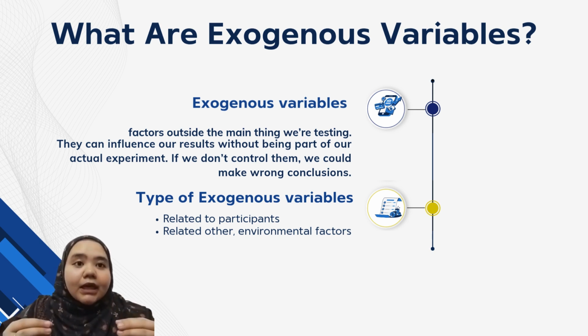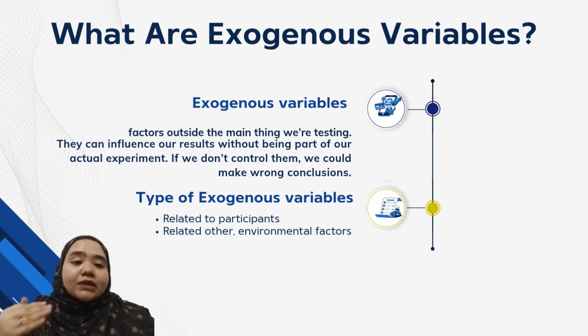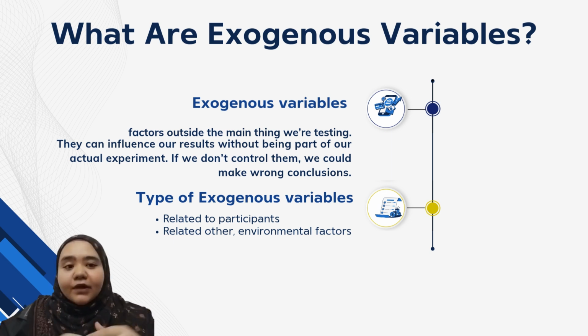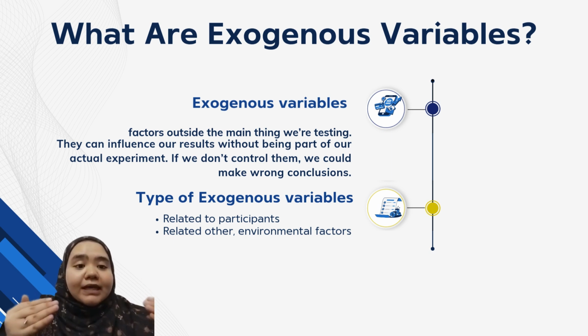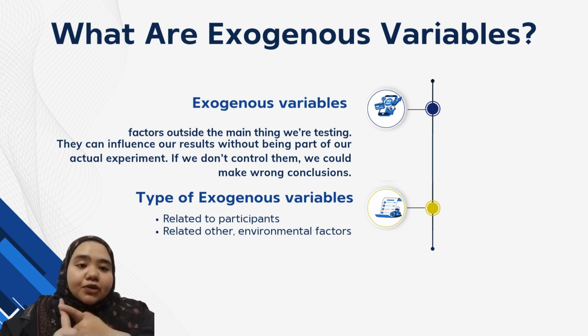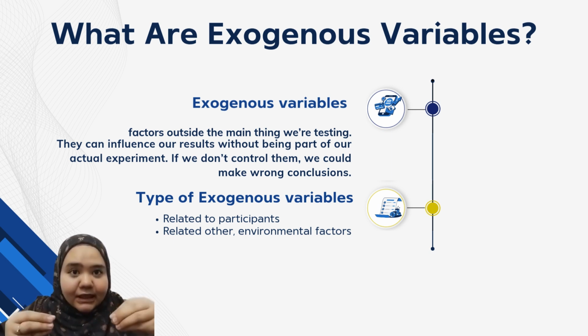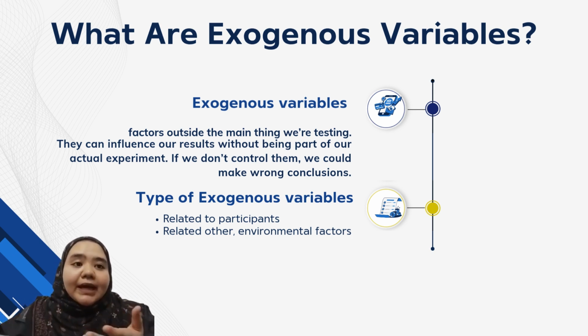For example, if you are trying to test a new teaching method, but some of your students already had extra tutoring before the study began, that's an exogenous factor that could affect your result. So why are exogenous variables important? Because if we don't control these variables, our data could be misleading. We might think that our independent variable is causing a change, but actually it's something else in the background.